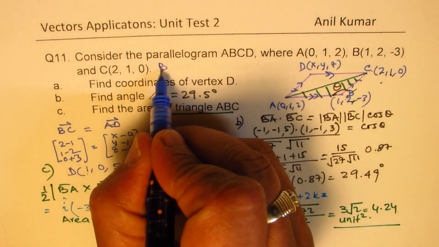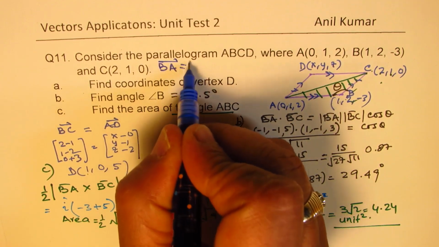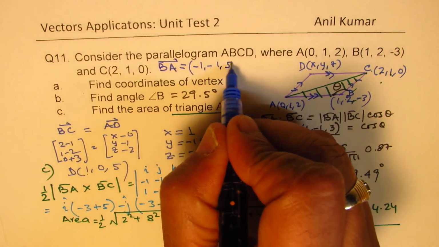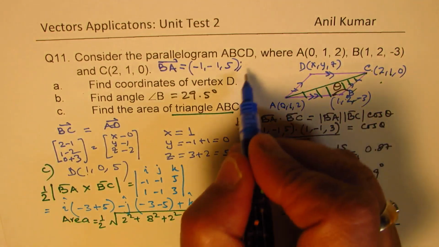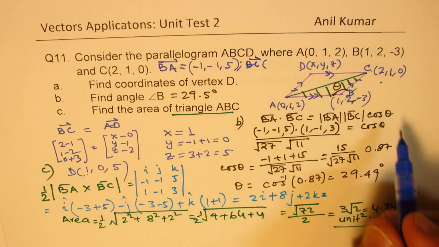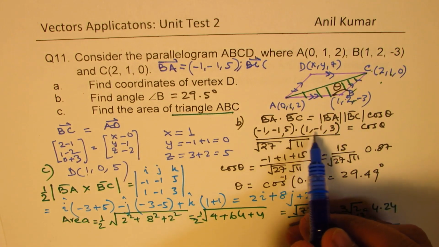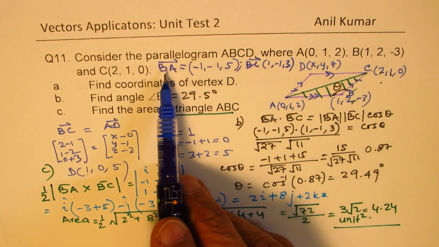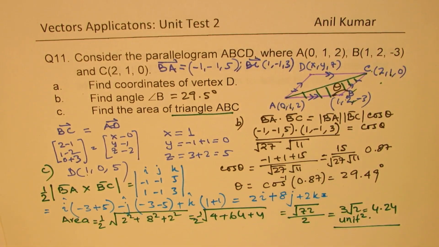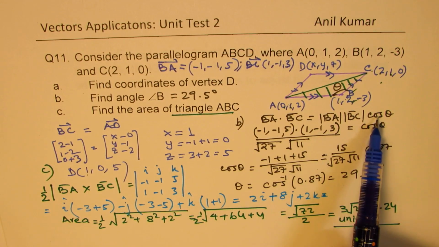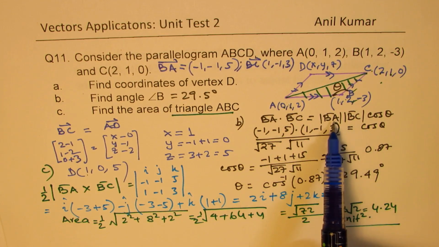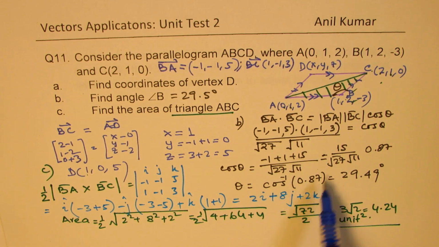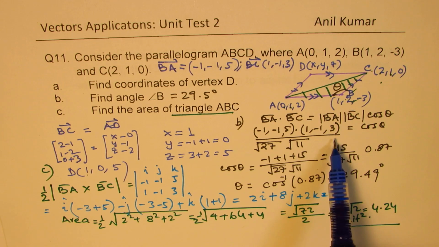You first find the vector BA. So vector BA is -1, -1, 5. And vector BC is 1, -1, 3. Also, you can find their magnitudes so that you could write these values directly. Cos theta will be A dot B divided by the product of their magnitudes. So we found the angle theta between them using the dot product.